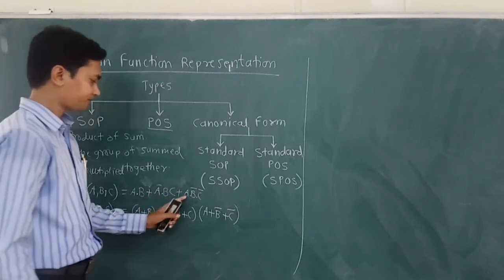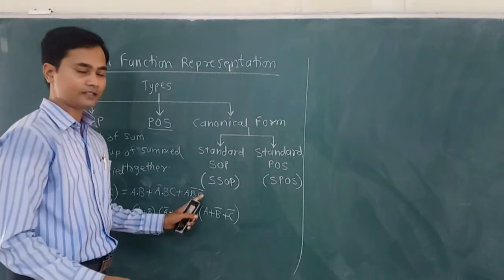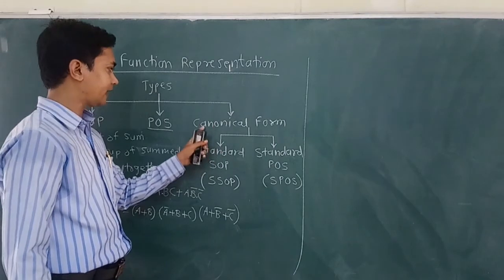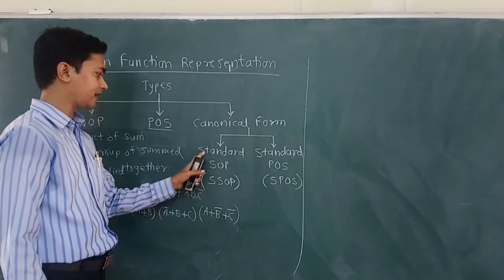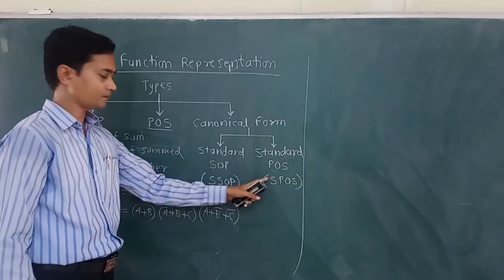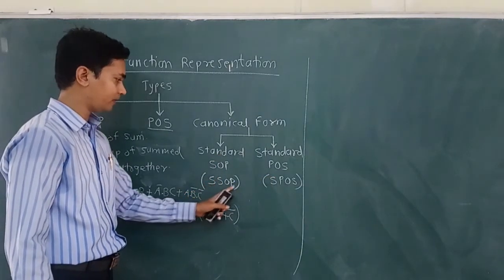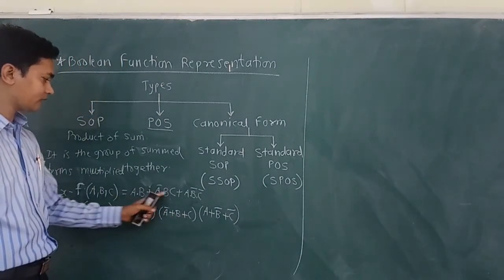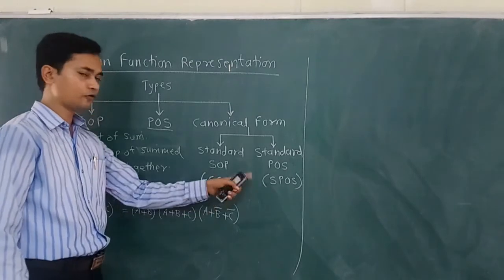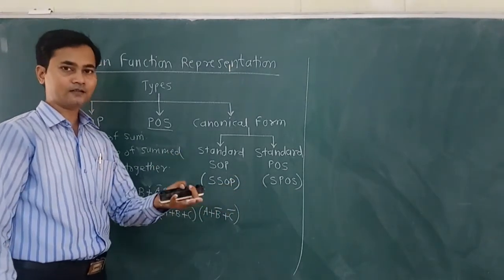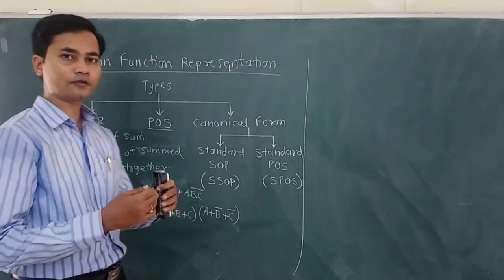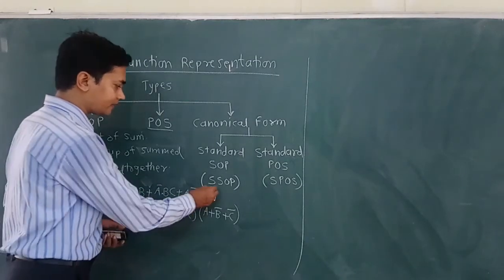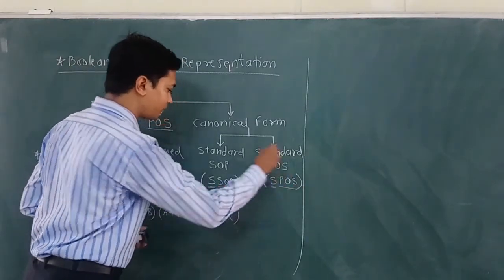Okay, now we will see the next type of Boolean expression representation, which is canonical form. Canonical form again has two types, standard SOP and standard POS. Its short forms are SSOP and SPOS. If I want to convert this expression into SSOP and SPOS, there is a method, which we are going to see in the next video. But right now we will just see how to write standard SOP and standard POS forms.